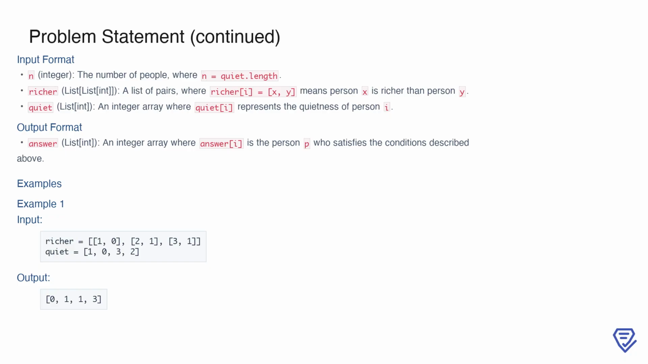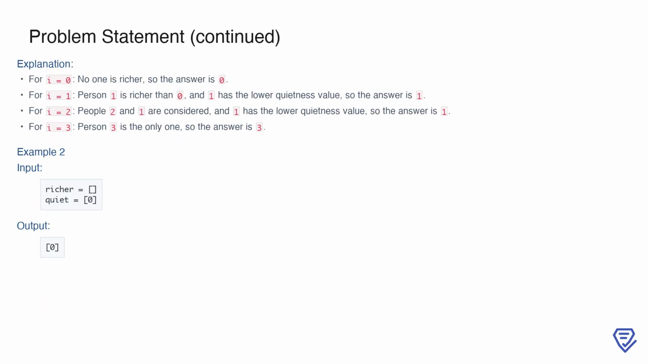To clarify this further, let's look at an example. If richer is given as [1,0], [2,1], [3,1], and quiet is [1,0,3,2], then the output will be [0,1,1,3]. This means that for each person, the corresponding value in the output array represents the quietest person they are not richer than, including themselves. To understand the output better, let's examine the explanation for the previous example.